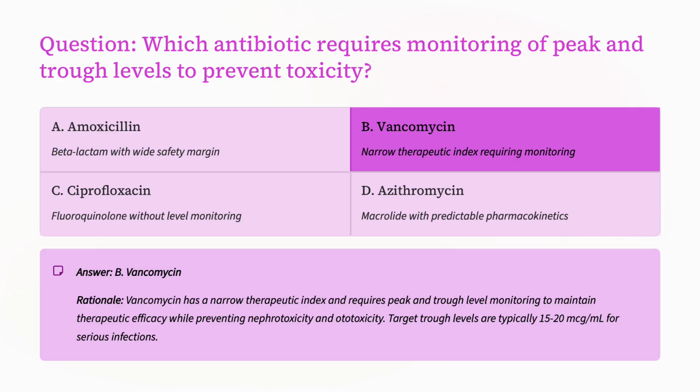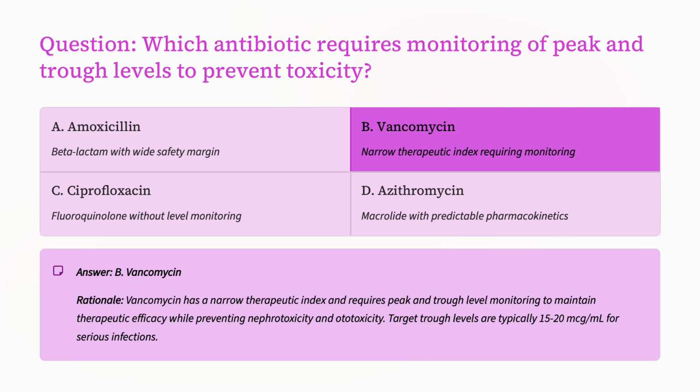So is that amoxicillin? We don't really check labs with amoxicillin or worry about toxicity. I'm just going to eliminate that. Is it Cipro? Ciprofloxacin is a fluoroquinolone. We don't really monitor for Cipro. Azithromycin is a common Z-Pack that we get all the time. It's a macrolide. We don't really monitor.